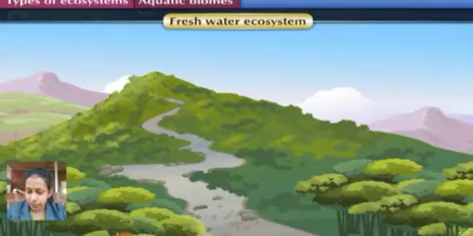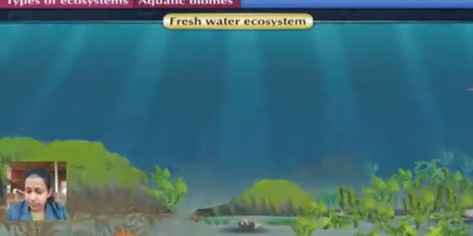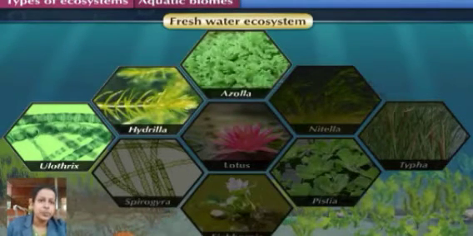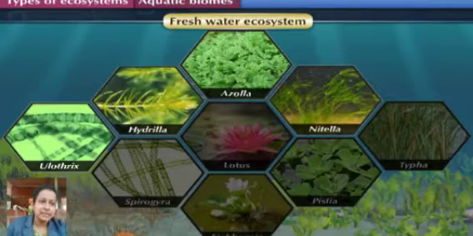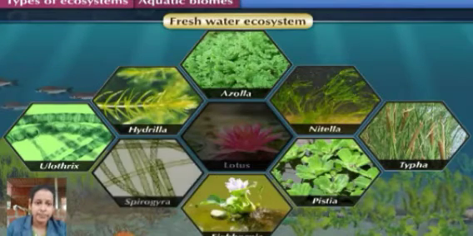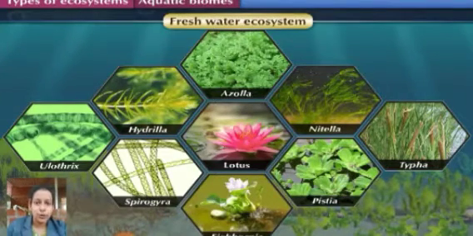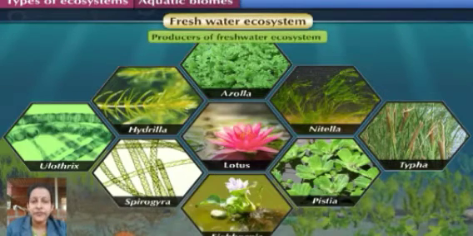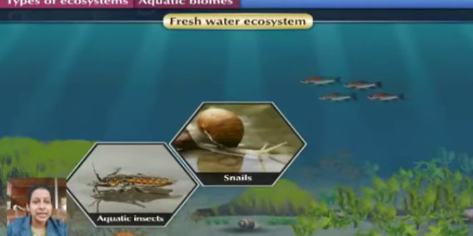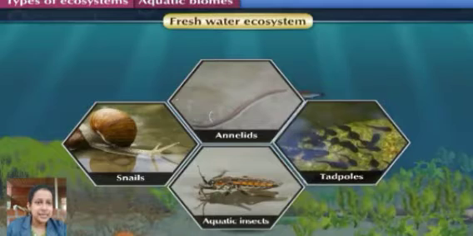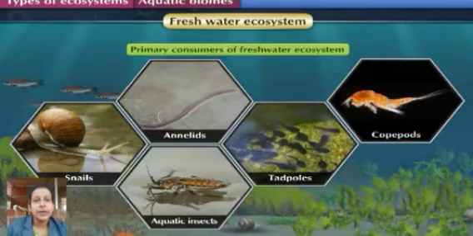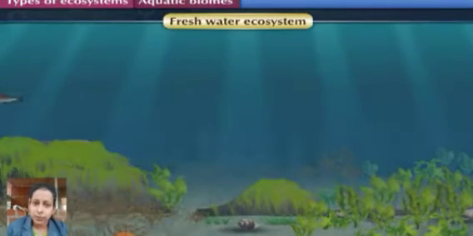Let's try to learn. Okay, so producers such as aquatic plants like Oedogonium, then Hydrilla, then we have Azolla, then Nitella, Typha, then we have Pistia. You might have seen this plant, the common one, Eichhornia. Spirogyra is the algae, and lotus are all the producers of the freshwater ecosystem. Whereas these are eaten by the aquatic insects, snails, annelids, tadpoles, and copepods, which are all primary consumers of the freshwater ecosystem.